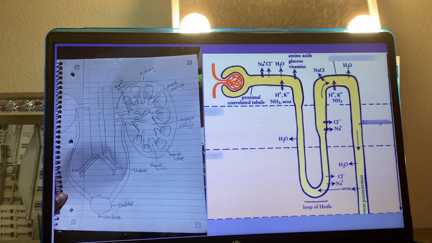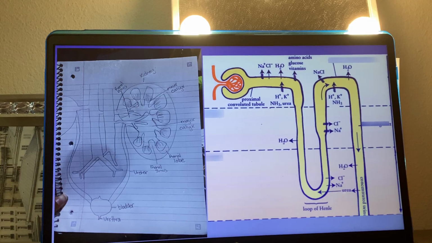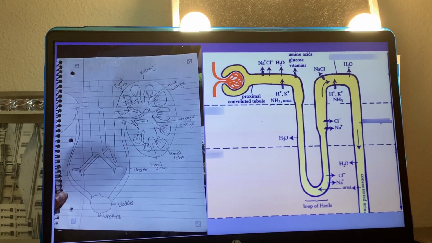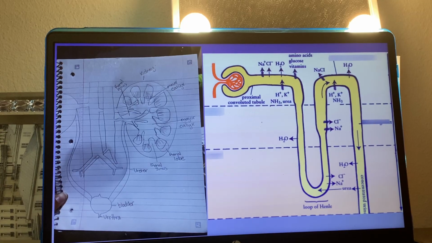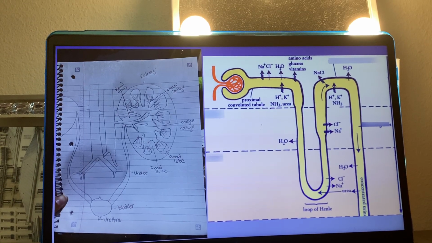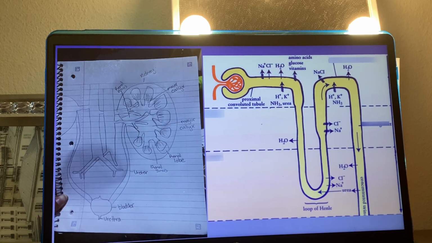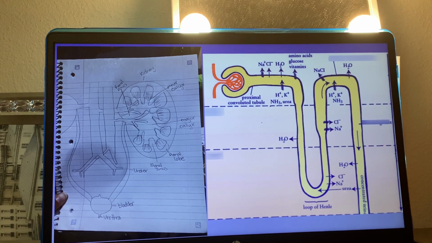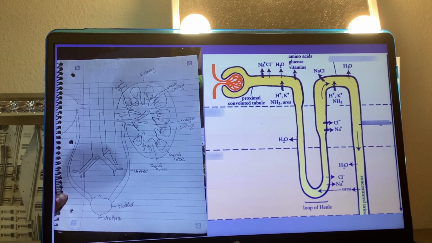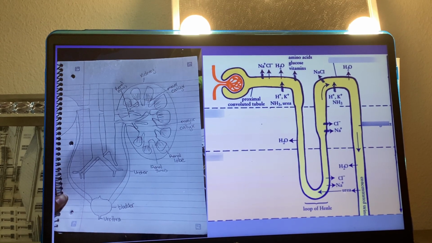And then after, it's going to travel down to the descending limb of the nephron, where your water is going to leave the filtrate. And you can see it in the diagram, the arrows pointing what's coming out, what's coming in. And then you're going to move to your ascending limb of the nephron. This is going to be where salts are pumped out and water stays inside. This is going to help create, I forgot what the word is called, but it shows in there what's going in and out.